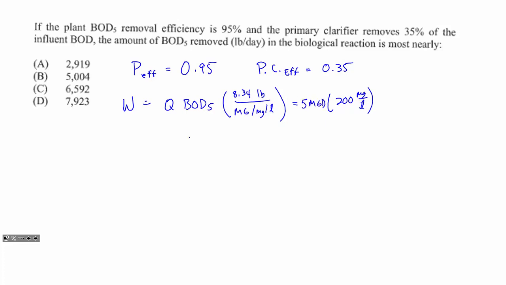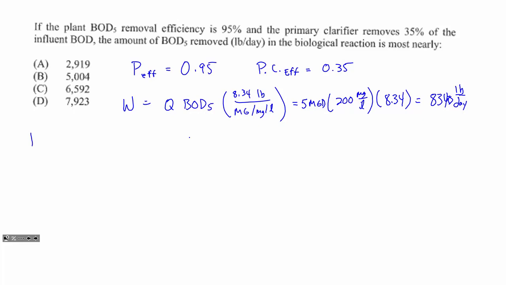Million gallons per day times 8.34, our conversion factor there. We ended up seeing we have 8,340 pounds per day. And so this is the weight of BOD coming through that plant in a given day. So it's going to be 8,340 pounds in a given day.